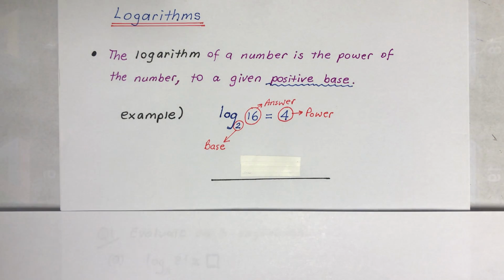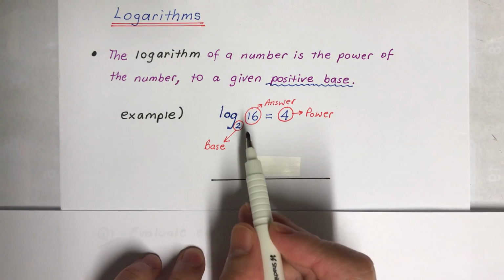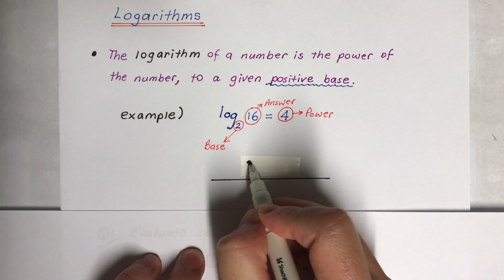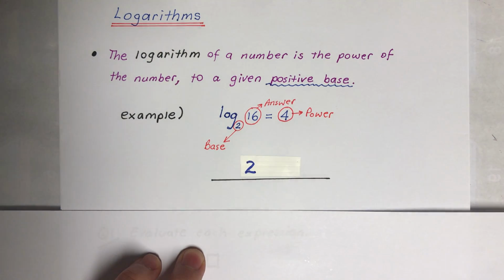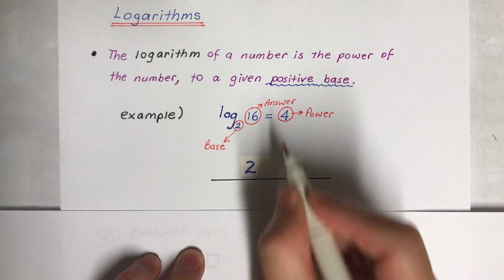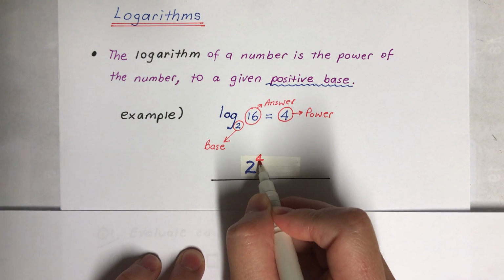Now, as you can see, log has something to do with the power. And when it's something to do with the power, we will use index form. So I'm going to change this into index form first. My base is 2, so I'm going to write 2 here, and my power is 4, so I'm going to write a 4 there.